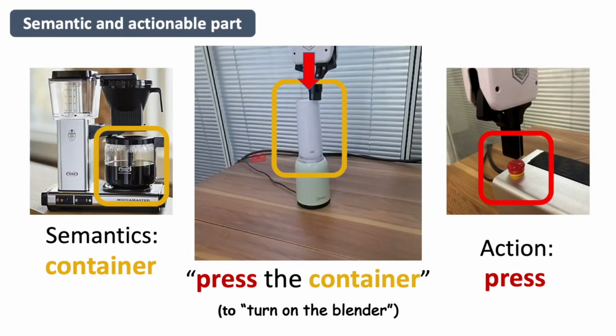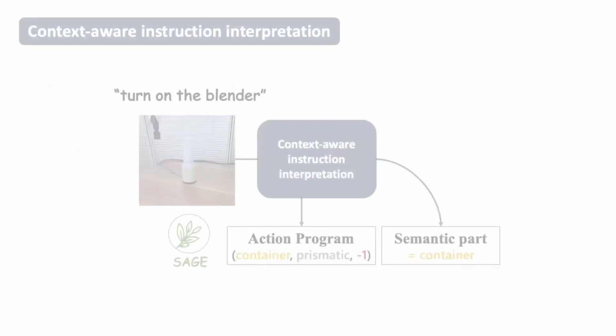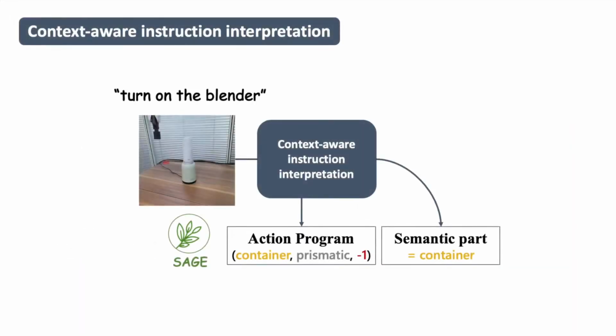But when we want to turn on it, we consider the part at the action level as a part to be pressed, just like a button. We introduce our SAGE framework to understand parts at both semantic and action levels. Our pipeline takes human instruction as input and interprets it into a semantic part and an action program. The action program is a triplet of semantic name, joint type, and state change.